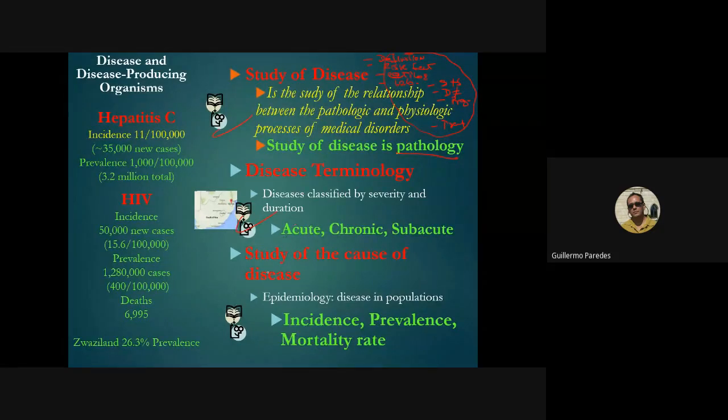Okay. So a study of the incidence, prevalence, and mortality rate. All right, so epidemiology. What is epidemiology? Epidemiology is the study of the disease in the population. So what does it mean? For example, you are one person, and then you have a cold. So I study how the cold is on you.